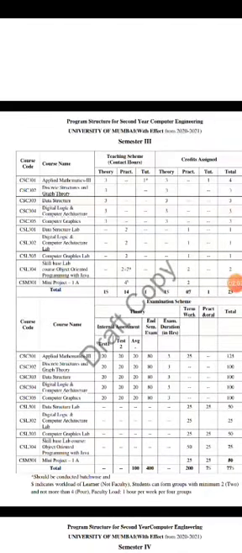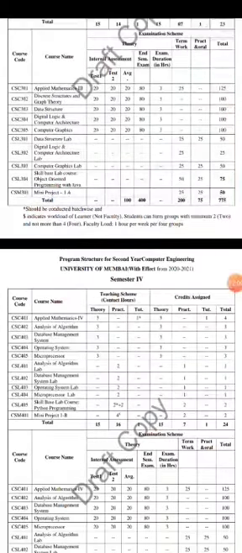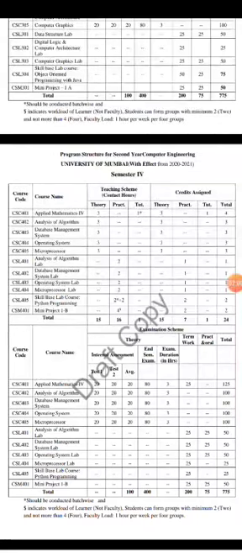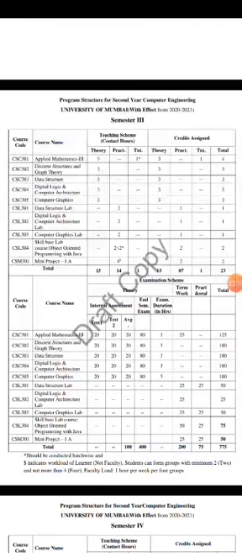As far as teaching hours and credits are concerned, as I said earlier, per week 3 lectures we have to conduct. So this is all about the teaching and examination scheme.